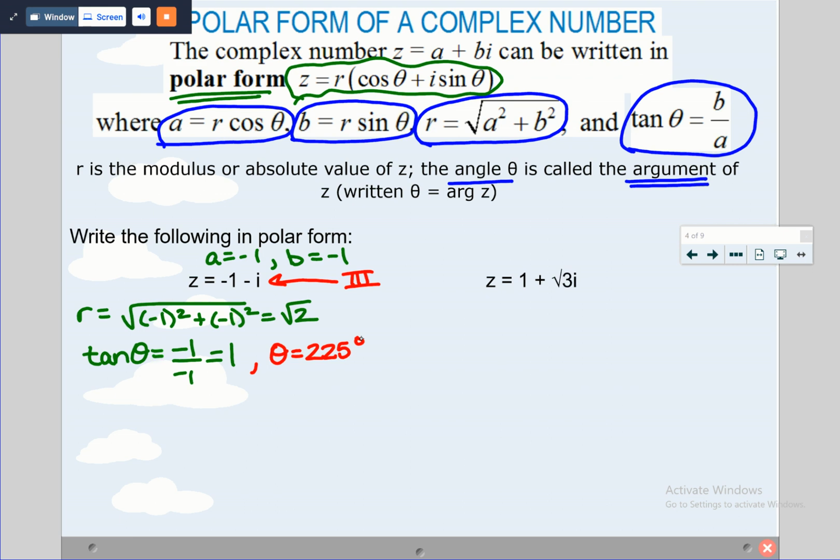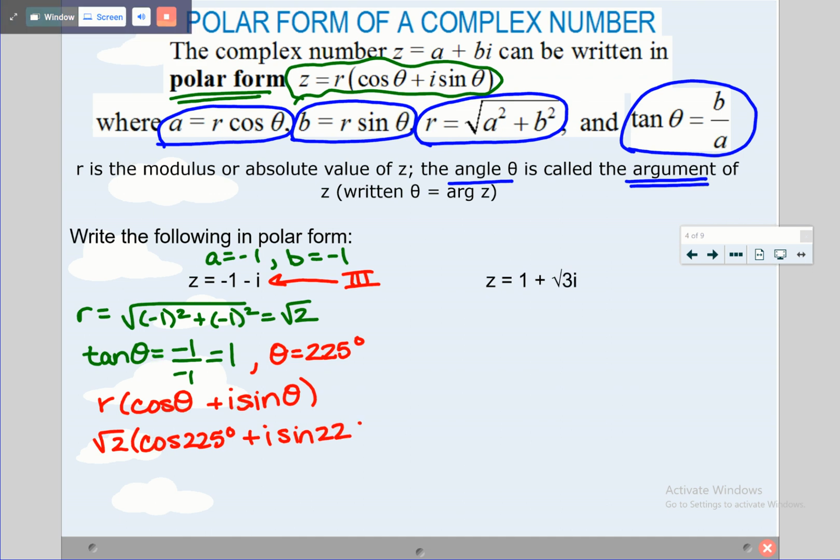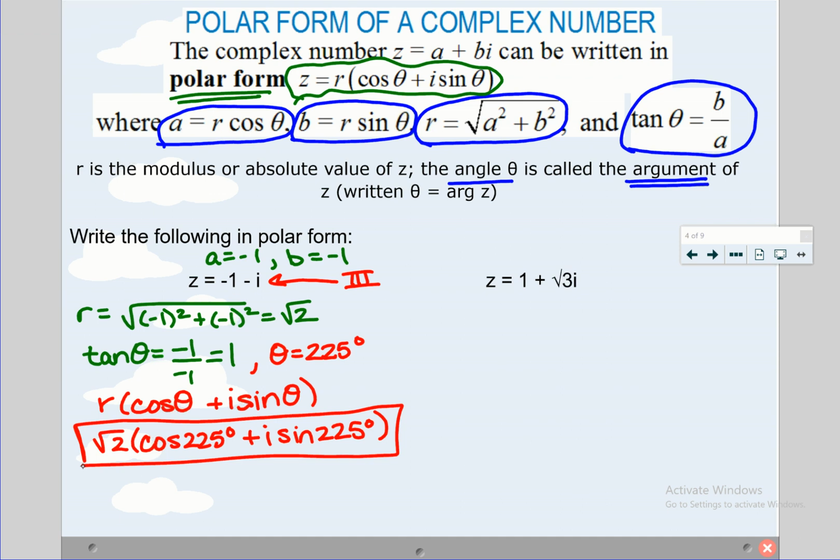Okay, so now for your answer, you're just going to fill in this formula, r cosine theta plus i sine theta. There we go. r is rad 2. Cosine 225 plus i sine 225. And then you stop. That is your answer in polar form.